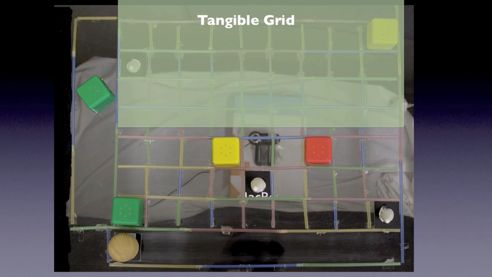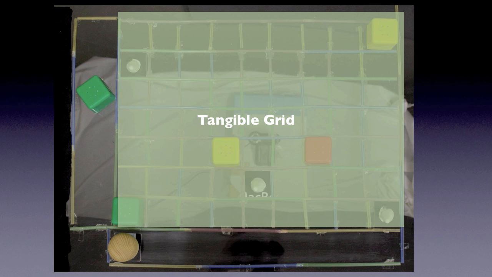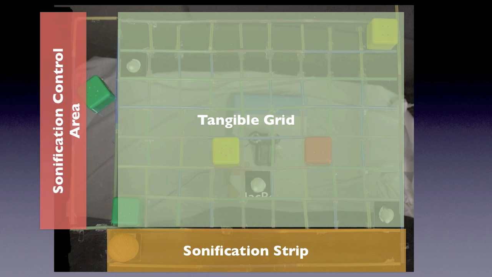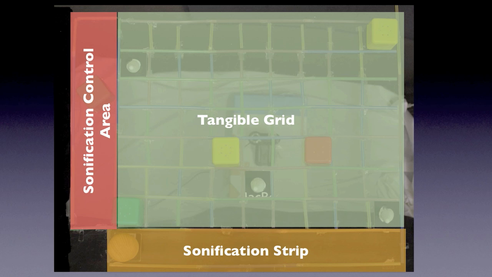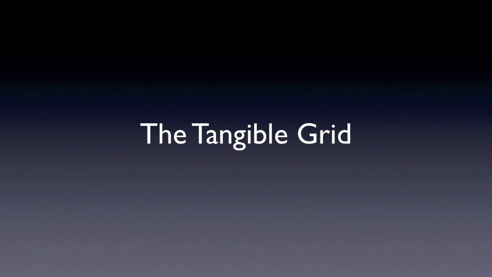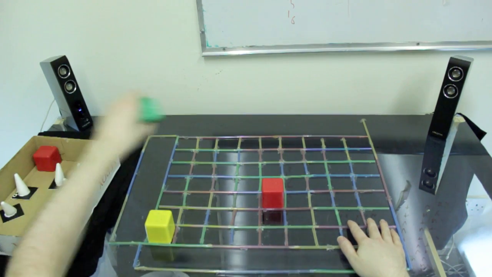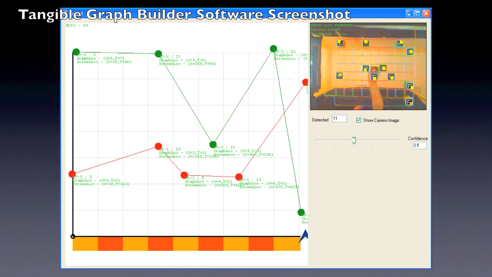The tangible grid, a 9x7 grid containing the physical representation of the graph. The sonification strip, used to control a sonification of the graph in the tangible grid. The sonification control area, used to determine what, if any, data series should be sonified when interacting with the sonification strip. Users place ficons on the tangible grid to represent cardinal control points in the graph. The locations of these ficons are then connected by the computer to form data series.